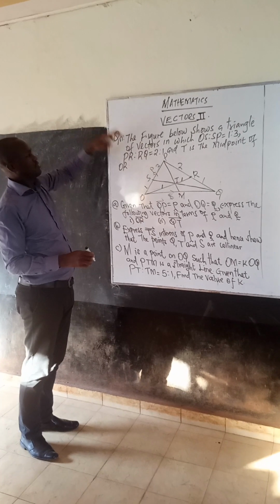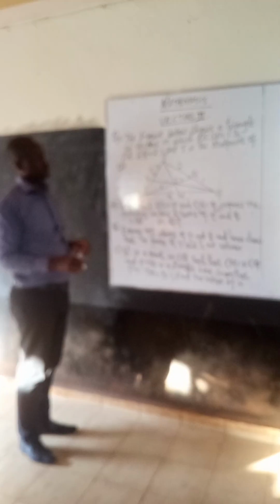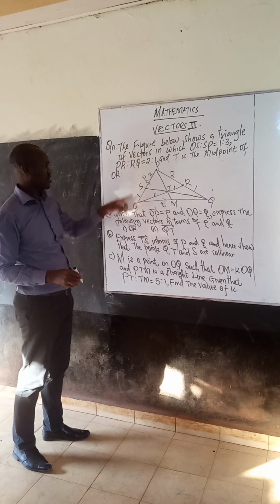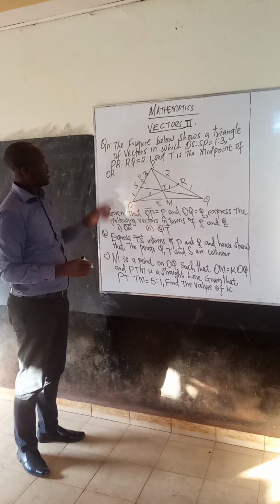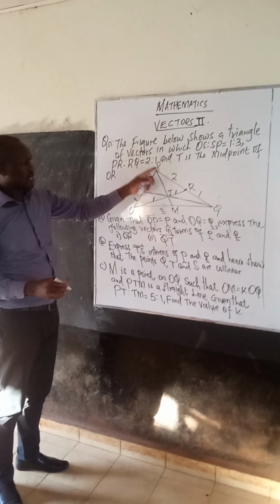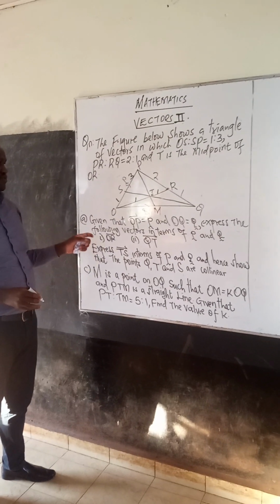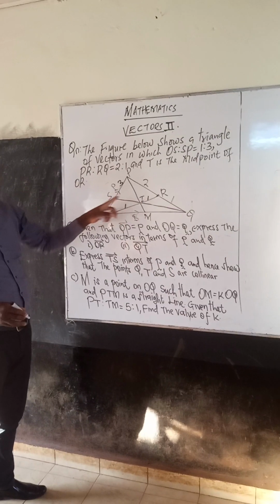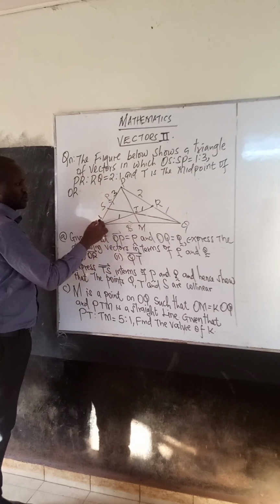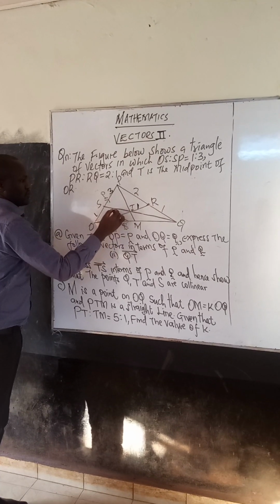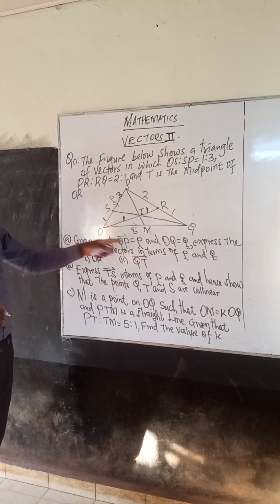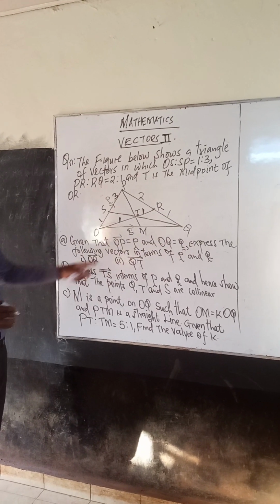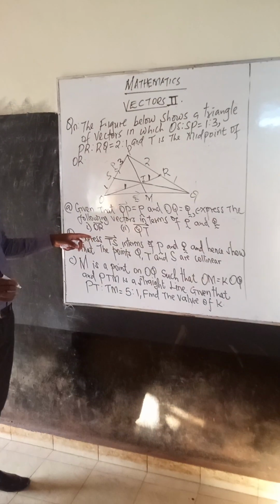Now, the question reads: the figure below shows a triangle of vectors in which OS:SP is the ratio 1:3, PR:RQ is the ratio 2:1, and T is the midpoint of OR, meaning the ratio OT:TR is 1:1. Now, part A says, given that OP is vector P and OQ is vector Q, express the following vectors in terms of P and Q.